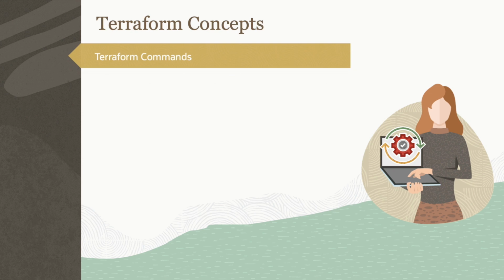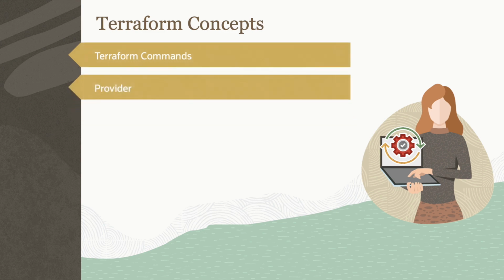First, Terraform commands. These are the instructions we give to Terraform to perform various actions on our infrastructure. We'll cover commands like terraform init, terraform plan, terraform apply, and terraform destroy. Next, providers. Providers are plugins that allow Terraform to interact with cloud providers and other APIs. They define the resources and the data sources that we can use.